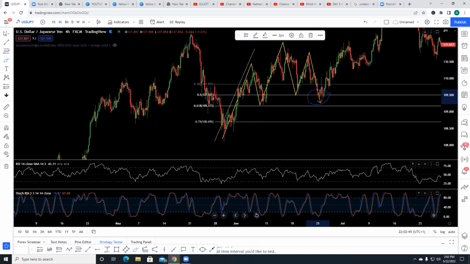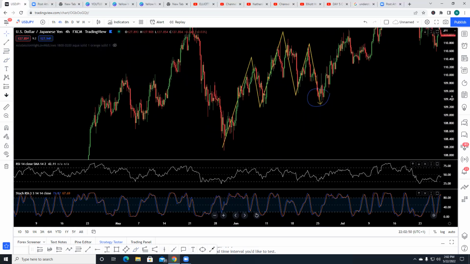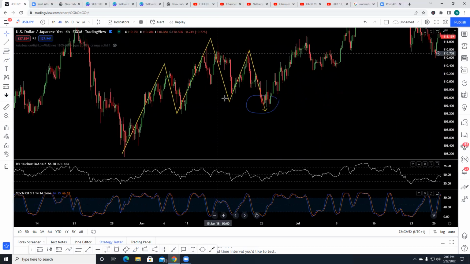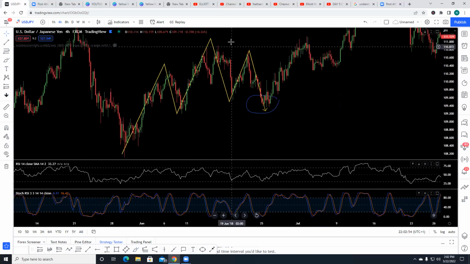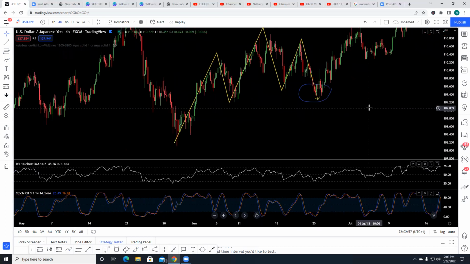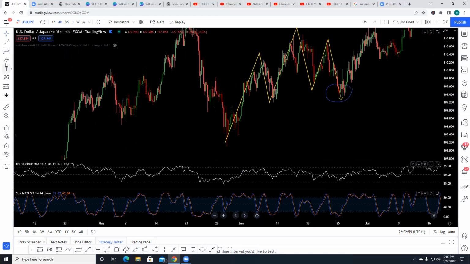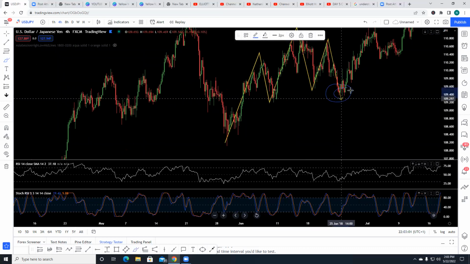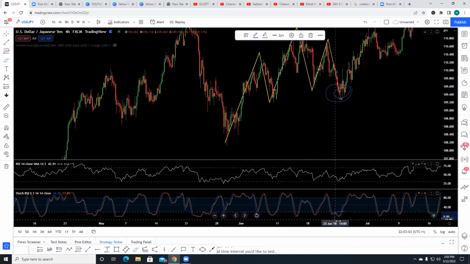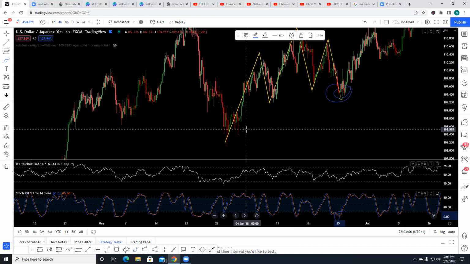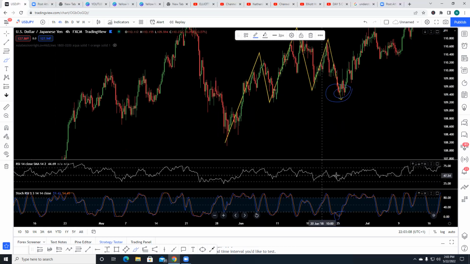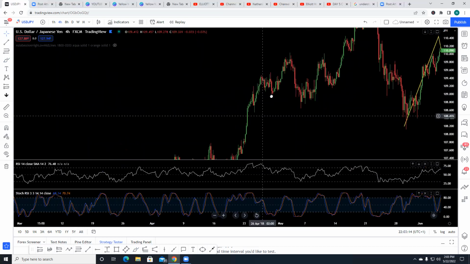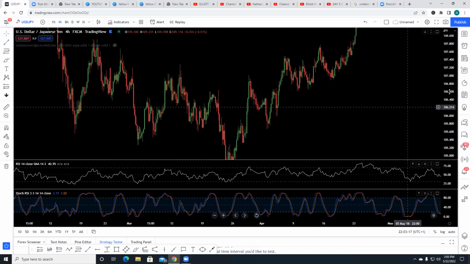Then what type of corrective structure does it make? This is a flat corrective structure. Then you need to look at your stochastic and see when this one finishes here, has it reset to the low? Yes, you see, it reset to the low. Is this one above 50? Yes. So take your trade here. Boom. So can you see how we are using an indicator to confirm structure?